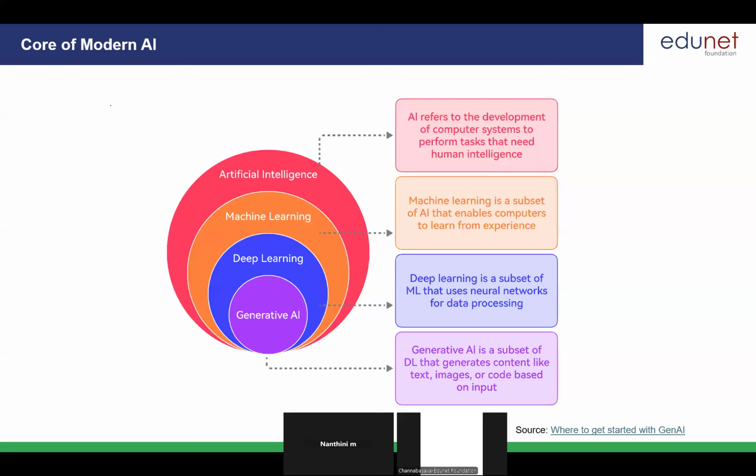Then coming to the core of modern AI. So these are the different technical tracks of artificial intelligence, I mean, sub-branches of AI. Coming to artificial intelligence, we have already discussed AI as incorporating intelligence to make the machine think like a human being. Think, act, and take decisions.